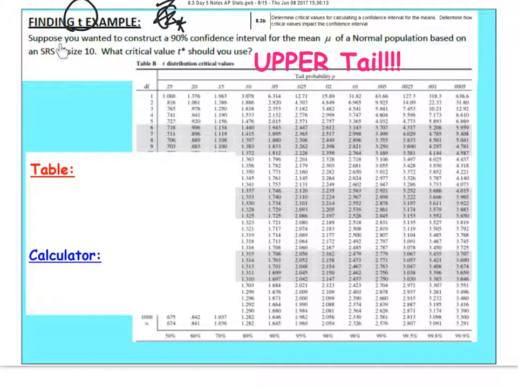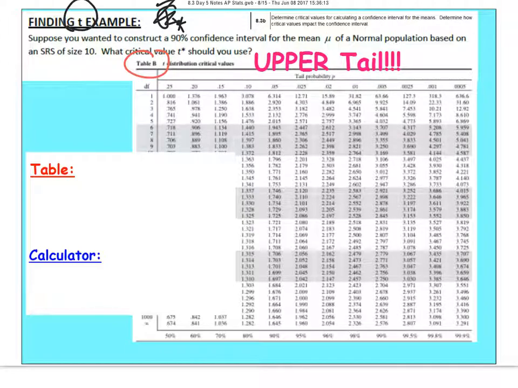In this example, suppose you want to construct a 90% confidence interval for the mean of a normal population based on an SRS of size 10. What critical value t star should we use? Now, it does say it's a normal population. Remember, the t looked like the z distribution, so it's approximately normal. It's just that we don't know the standard deviation of the population. So to do this, it works exactly like you did for the z critical value. In that case, we use table A. But for the t critical value, we now move on to what's called table B.